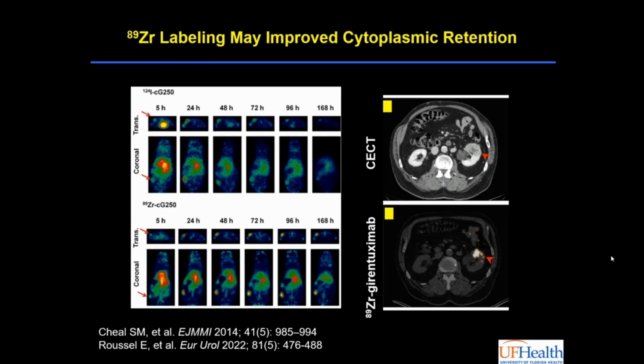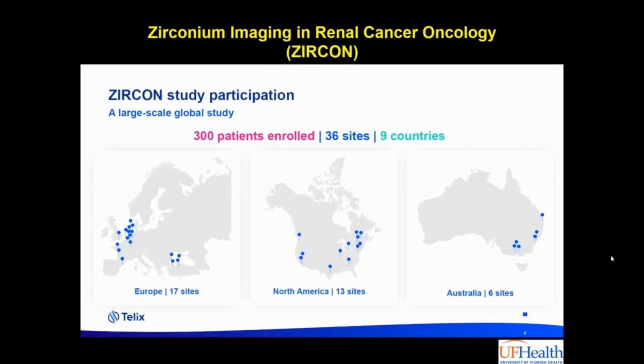Now what people are doing is adding different types of radiolabels. So instead of using I-124, can we conjugate CA9 to zirconium, which appears to improve cytoplasmic retention, and maybe that would help improve the performance characteristics of PET imaging even further. This is currently the ZIRCON study, a worldwide, large-scale study with 300 patients and 9 countries involved, and hopefully we'll see results come out soon, and that may benefit our clinicians.